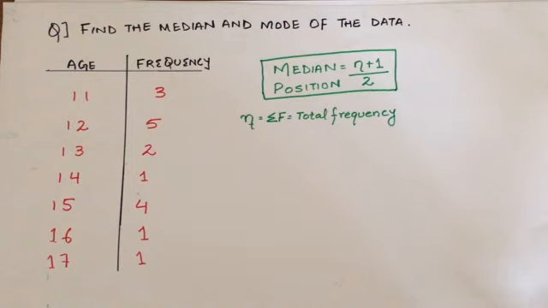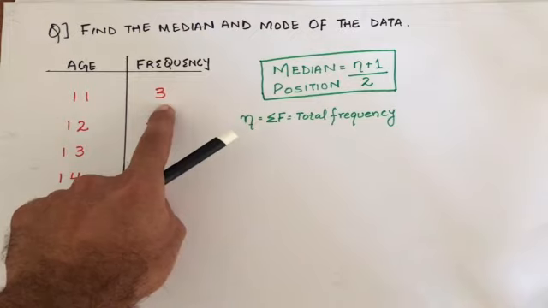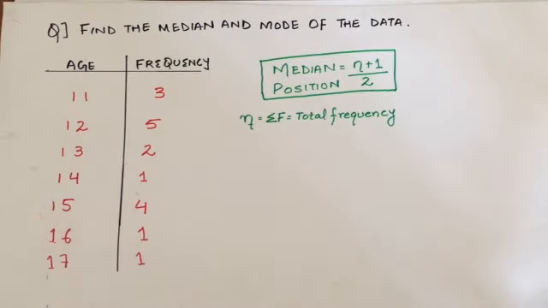The data here is age and obviously the frequency is f. So the chart says there are three boys of 11 years, there are five boys for 12, and so the list goes on. So how do you take out median of this? Well, the formula is written down. Formula is median position is equivalent to (n plus 1) divided by 2.